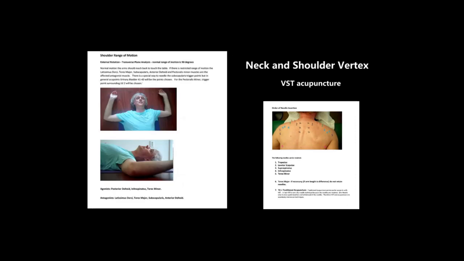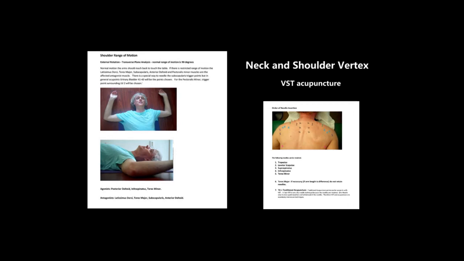The shoulder range of motion, we move on to the rotator cuffs. So external range of motion, you'll see my arms are held out to the side at about a 90-degree angle, and we just move them up and down. So external rotation, which is a transverse plane analysis, normal range of motion is 90 degrees. Normal range of motion, the arms should reach back to touch the exam table.